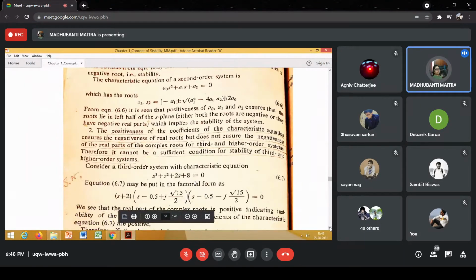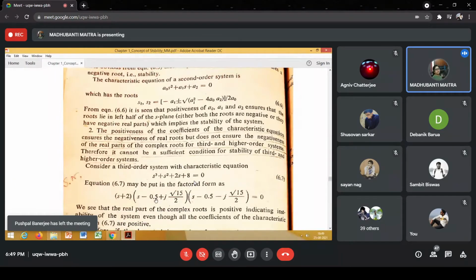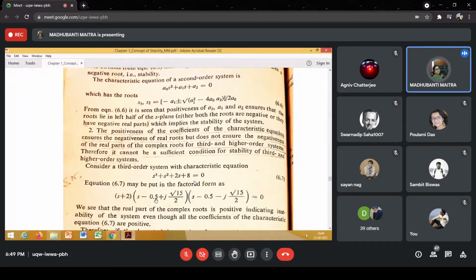Now, what is our observation? Look at the roots. The real root is in the left half of the S plane. But what about the complex conjugate root pair? The complex conjugate root pair are lying in the right half of the S plane, isn't it? Yes or no? Yes, ma'am. So that means the system will be unstable.